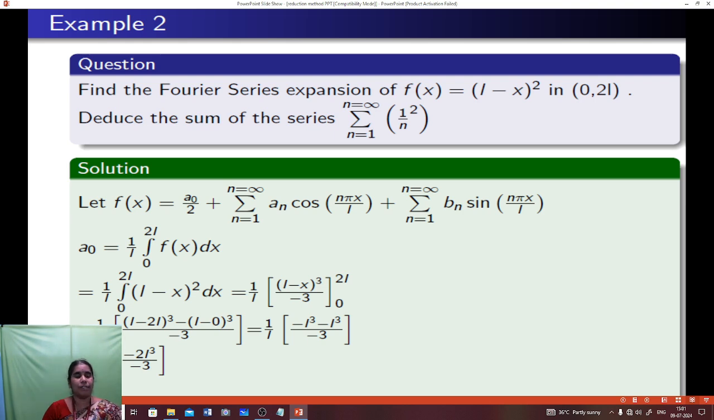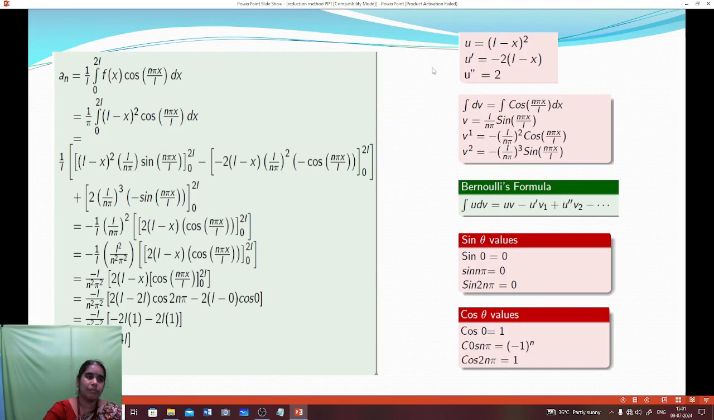Next, we have to find the value of a n. Yes, this is our formula for a n. A n is nothing but 1 by L integral 0 to 2L f of x into cos(n pi x by L) into dx. This is the formula to calculate our a n. We have to replace the f of x with the given function. In this question, we are having the function as (L minus x) the whole square. So integral of this thing into cos(n pi x by L).